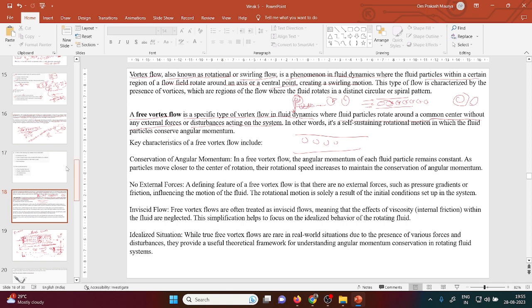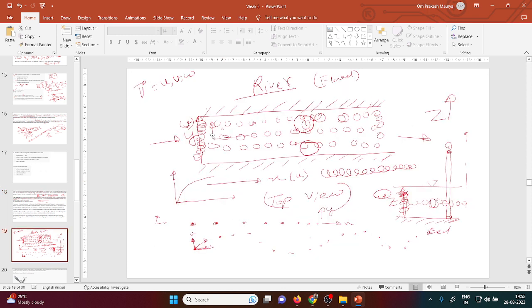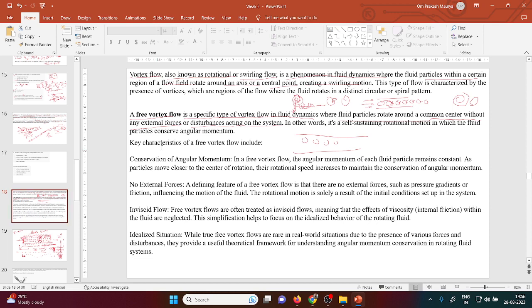For example, take one glass of water. If you stir it with a spoon, then the water rotates in the glass. This is not the case of a free vortex, because you have put some external torque, or you can say external rotation, to rotate the fluid in the glass. But when you are not giving any kind of force from an external source and your fluid is rotating freely, this type of flow is known as free vortex flow.